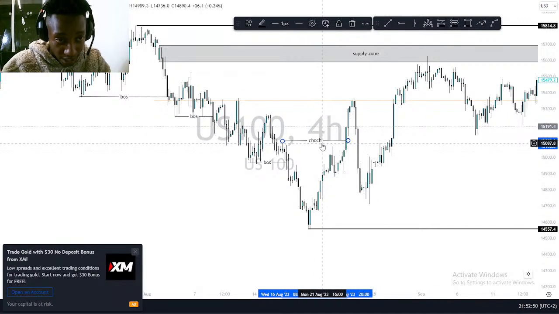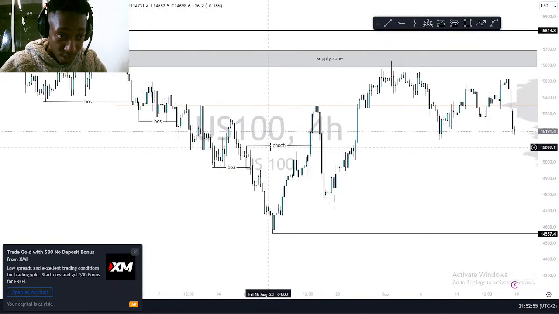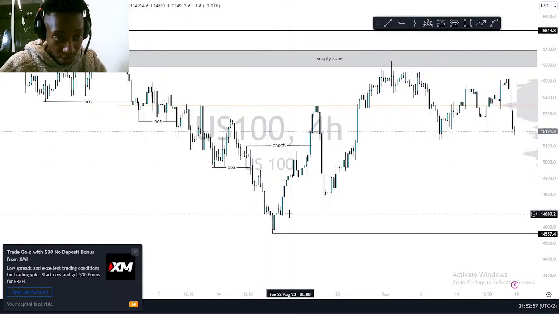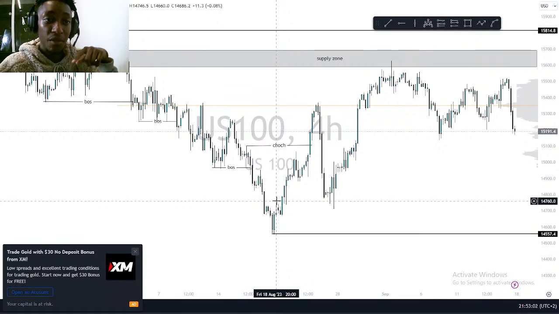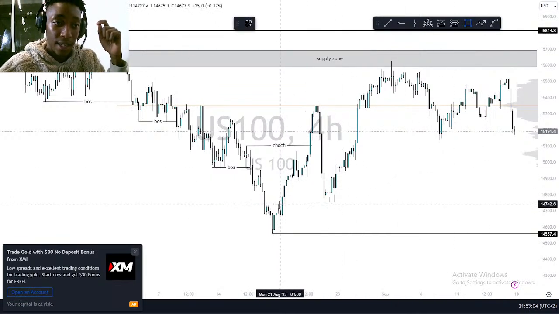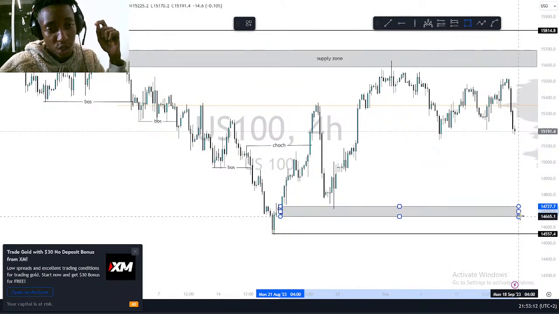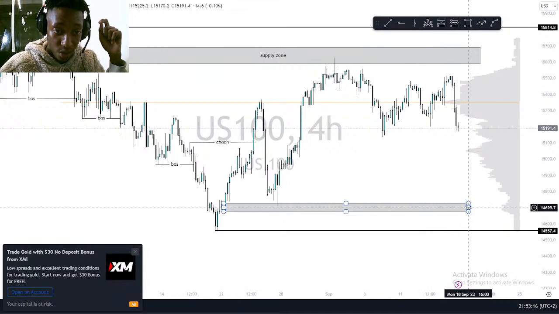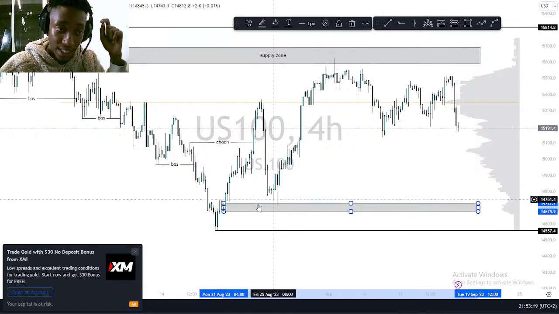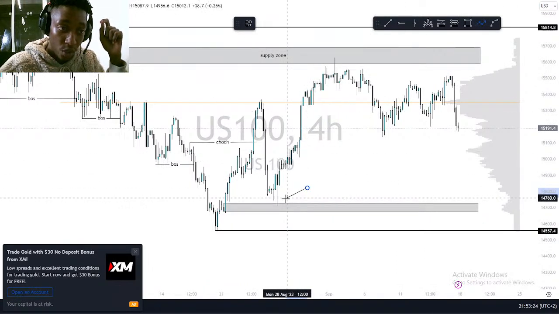So after we spot a change of character up there, we need to go down here, and then we look for the last bearish candlestick before the push to the upside. So we can see that that's our demand zone, and it was mitigated exactly here. That's where you were supposed to take your sniper buys.